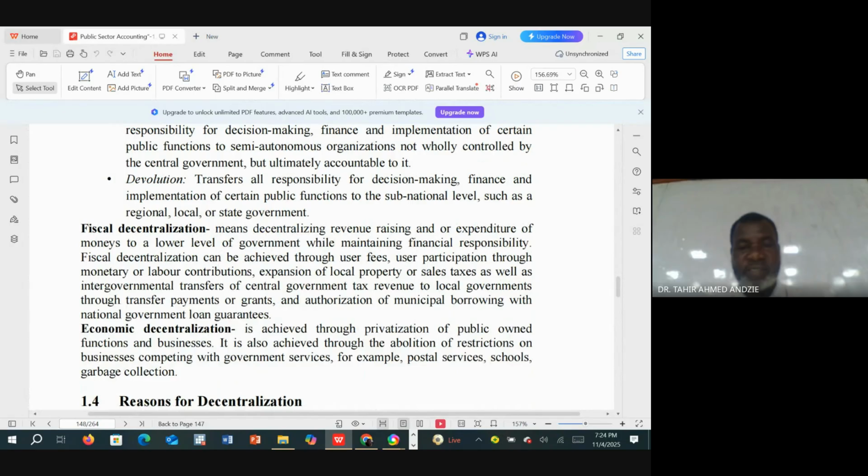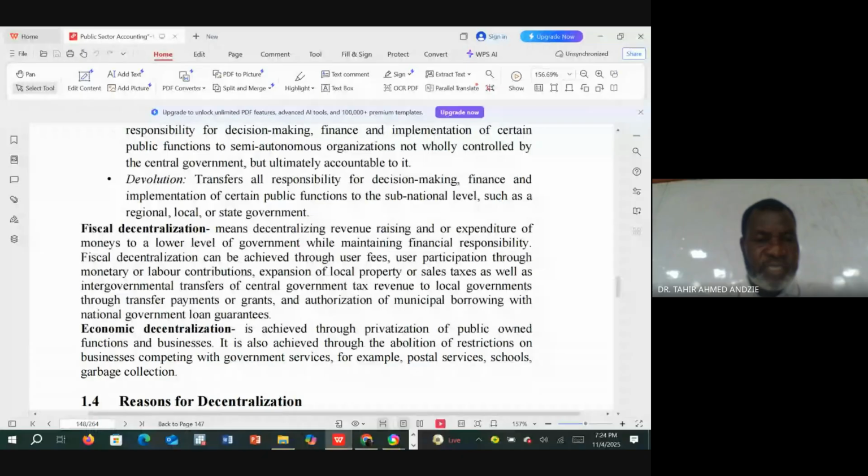decentralization. It means decentralizing revenue generation, so these assemblies are given the power to raise money from tolls, market tolls and all of those things, fees and things. The revenue sources for this assembly are part of the fiscal decentralization, where these assemblies are given the power to generate or raise revenue and also incur expenditure at the local level while maintaining fiscal discipline.